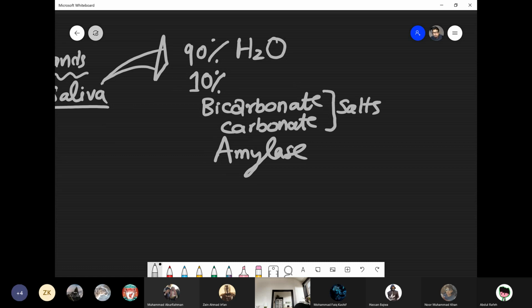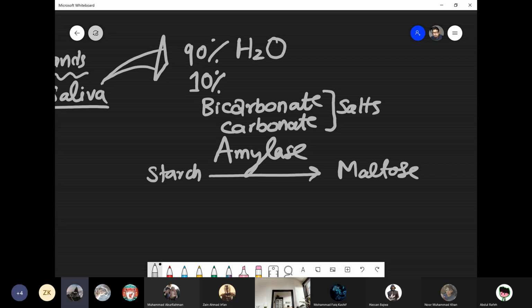Now, who will tell me what is the job of amylase enzyme? We have learned that in the first term. Amylase enzyme breaks down starch into maltose. Very good, right? So this amylase breaks down the starch into maltose. You have to memorize this, right? That starch is broken down into maltose, right, boys?